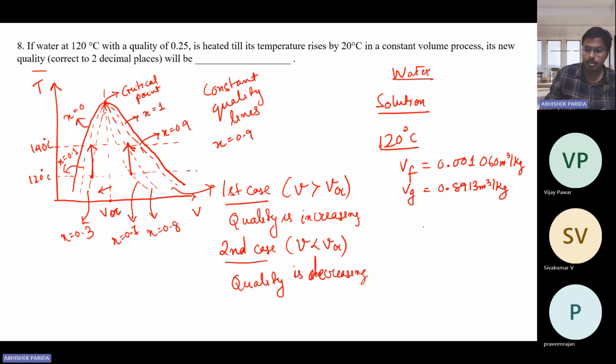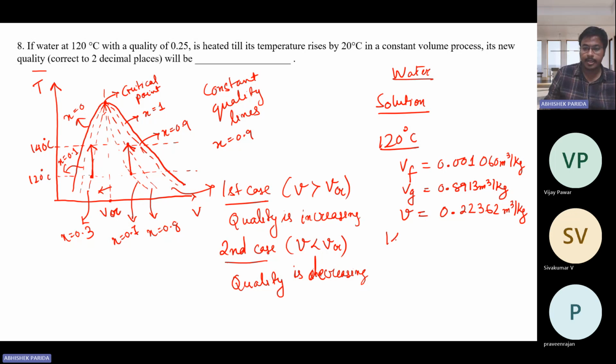Okay, and again, so calculate the specific volume. So 0.8913 minus 0.001060, into 0.25, we are getting as 0.22, plus 0.001060. So I am getting specific volume as 0.22362 meter cube per kg. Okay.